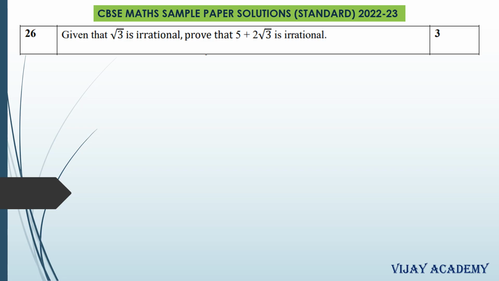In this video, I will be explaining question number 26 and 27 from the Maths Standard Sample Paper. So question number 26 is like this. Given that root 3 is irrational, prove that 5 plus 2 root 3 is irrational.